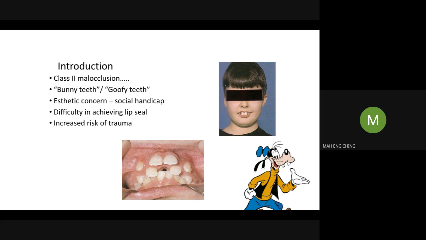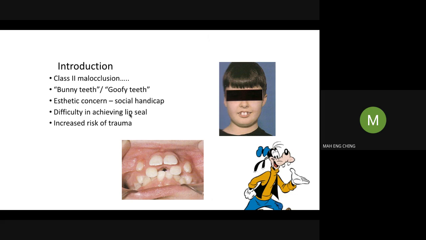So introduction, the class 2 malocclusion just means the upper teeth sticking out a little bit. So usually the patient has been called bunny teeth or goofy teeth. Goofy is just a character from Disney, and you can see at the bottom right, this is Goofy. Then patients usually have aesthetic concern, and they call it a social handicap because they're always teased by colleagues or friends or classmates.